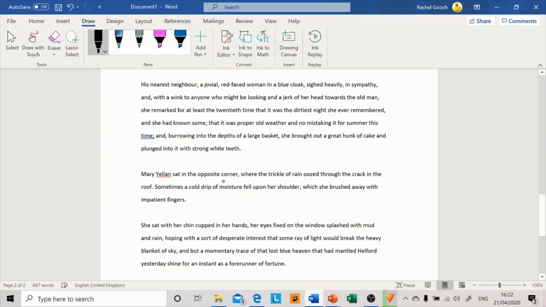You can have a little look in a bit more detail if you want to, and then by the end, what has the writer focused on? Well, it's this woman here, Mary Yellen. So what do we notice about her versus all the other characters? Well, she's got a name. She's named. What does that probably suggest to us? That she's a main character, that she's going to have some importance within the text. Okay, I'm going to put main or important character.